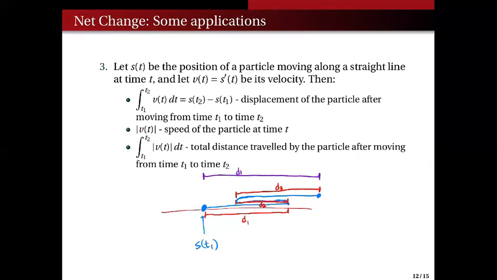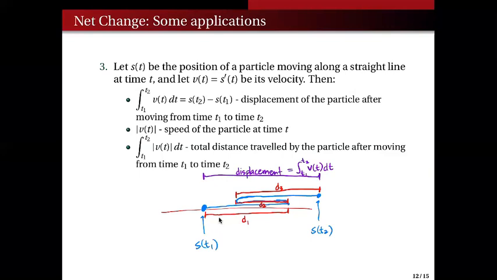So let me just write here. So this is the displacement. If this is your S of T sub 2, then this displacement here is your integral from T1 to T2 of V of T dt. Okay?